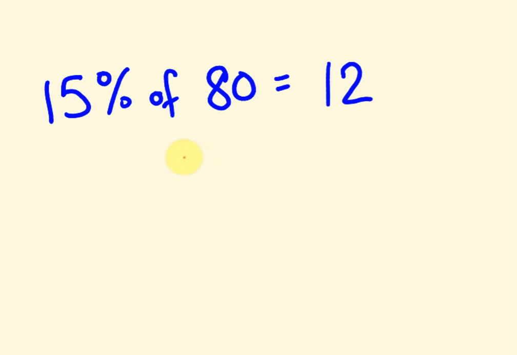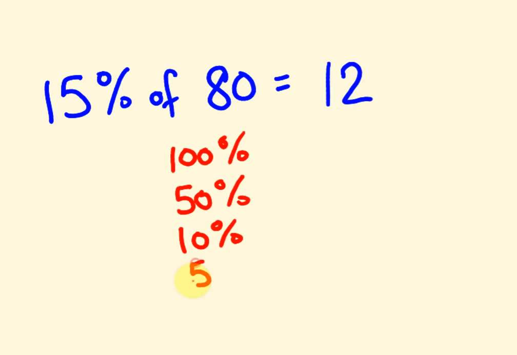First off, I'm going to introduce the idea of 100% of a number, 50% of a number, 10% of a number, and 5% of a number. Now, we're going to be using this a lot in this video today. 100% of a number is the actual number itself. So, an example, 100% of 80 would be 80. Okay, 100% of 70 is 70. 100% of 720 is 720.